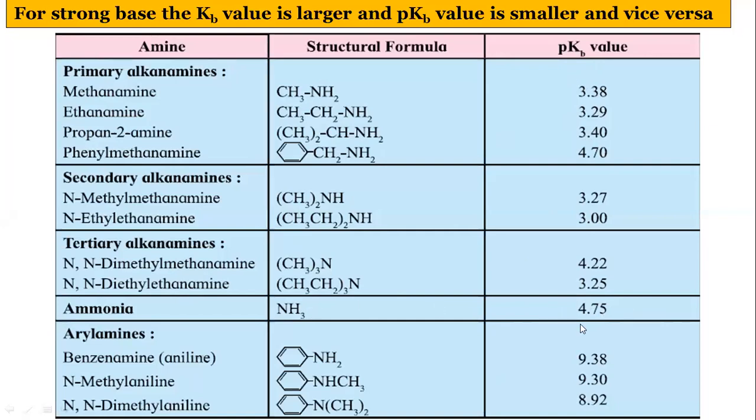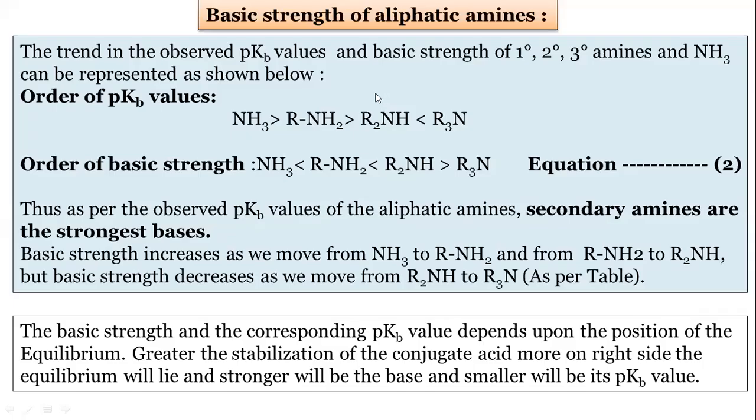Ammonia has a very large value, but in case of aromatic amines, they are the least basic. I will discuss the reasons. See the values of pKb, the values for aromatic amines are very large. So aromatic amines are very weak bases. We will discuss the reasons also why this is happening.